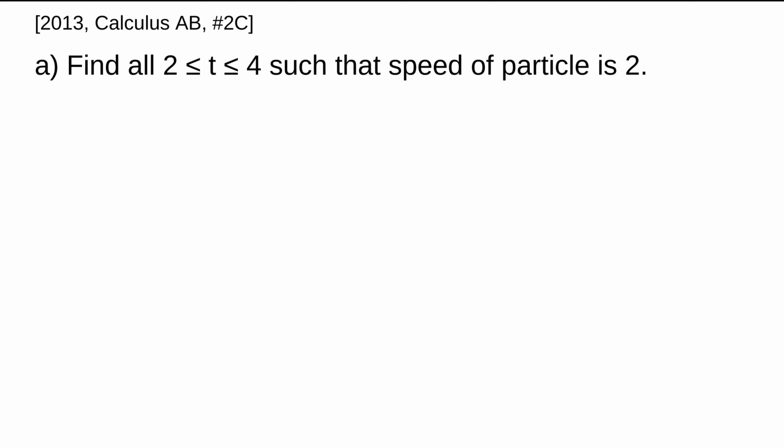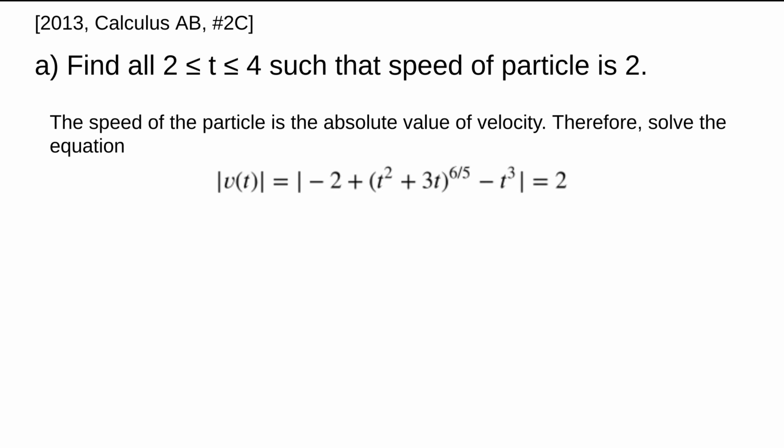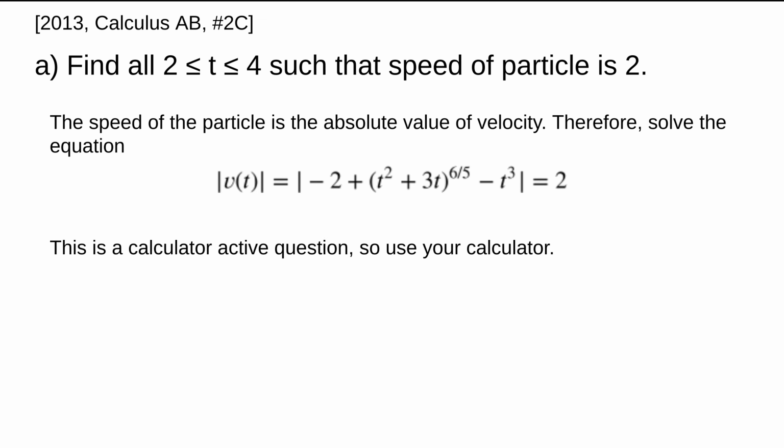In part A of the question, we are asked to find any value of t between 2 and 4 such that the speed of the particle is 2. Speed of the particle is just going to be the absolute value of velocity. So we have this equation, absolute value of v of t has to equal 2. And given the v of t provided in the question stem, which is an unpleasant function, chances are you're not going to solve this one analytically. You're going to use your calculator for this. It is a calculator active question, so feel free to do so.